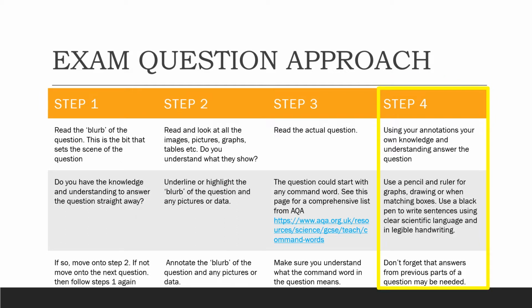Step 4. Using your annotations and your knowledge and understanding, begin to answer the question. Remember, you do not have to write detailed essays for extended response type questions. You can write using clear bullet points, label diagrams, tables and flowcharts. It's advisable to use pencil and ruler to plot and draw graphs, using a ruler for accurate measuring of data on graphs. Use black pen to write your responses using clear scientific language and legible handwriting. Lastly, don't forget that answers from previous parts of the question may be needed in later parts of the question.